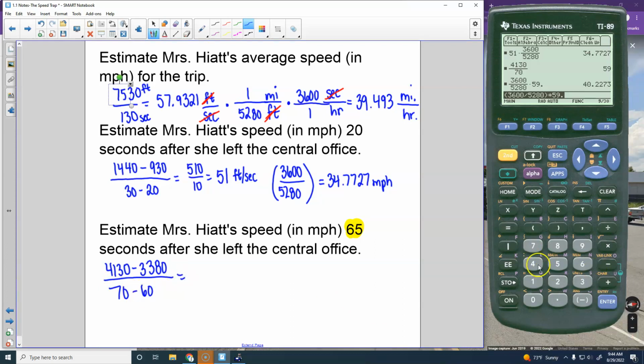So here, I got 75. Remember, we're in feet per second. I was not going 75 miles an hour up that hill. That would have been really bad. And if I multiply this by 3,600 over 5,280, green button, enter, I get 51.136.